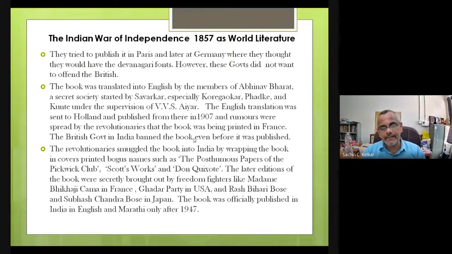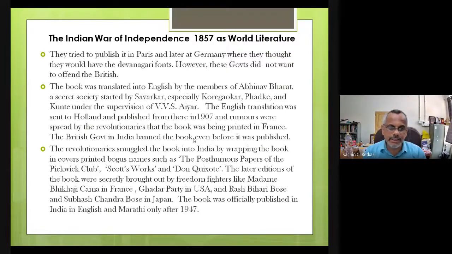So another track was taken. That book was translated into English by members of the Abhinav Bharat Society, the secret society. The people were Koregaonkar, Phadke and Kunte, under the supervision of VVS Iyer. The English translation was sent to Holland and was published from there in 1907.